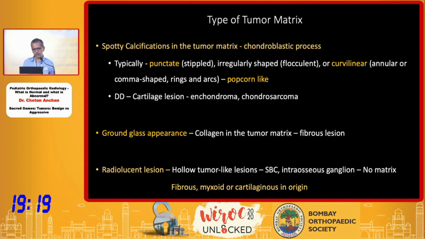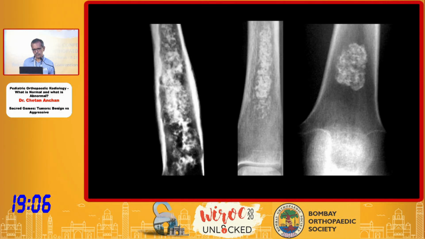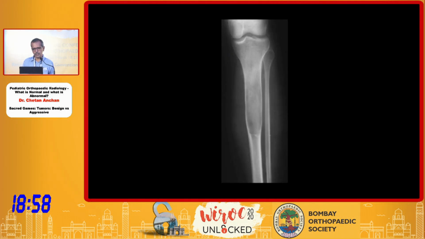Then comes the ground glass appearance which is typically seen in fibrous lesions like fibrous dysplasia, and sometimes you may see radiolucent lesions which is typically seen in hollow tumor-like lesions like simple bone cyst, intraosseous ganglion. So this is the X-ray appearance of a chondroid matrix. This is a ground glass appearance in a fibrous dysplasia.